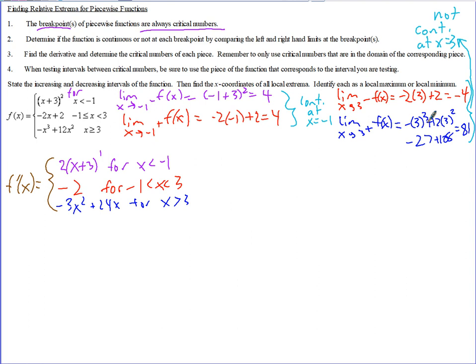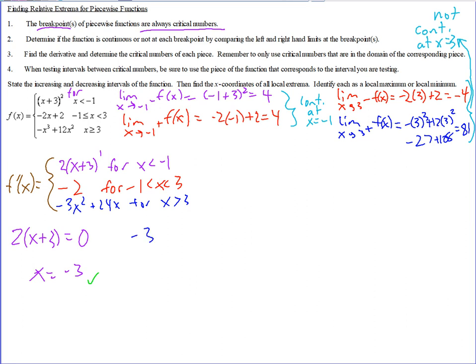Okay, now we already know our breakpoints -1 and 3 have to be on our number line because it changes to a different function. Now we want to see if we have any others by setting each piece of the derivative equal to 0. In this case, there's no denominator, so you don't have to worry about undefined. If this piece equals 0, we get x equals -3. And then just double check it's actually on that interval. Is -3 less than -1 right here? It is. So that would be a valid critical number. You would use that piece for negative. Now the middle piece, that's -2. That'll never be 0. That's just a constant.